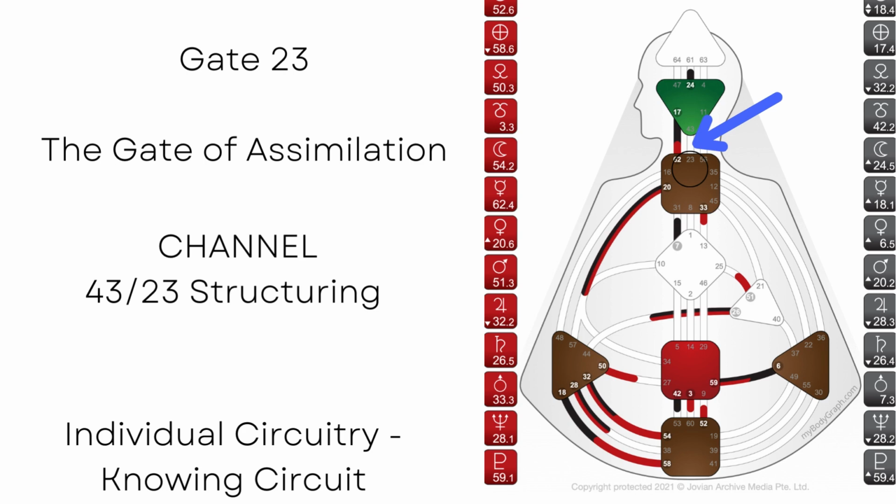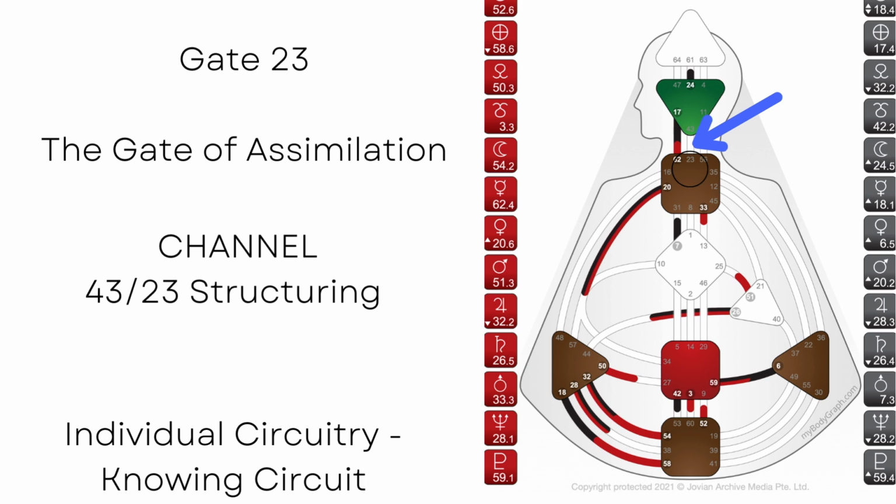Today we're going to be talking about Gate 23. This is located in the throat center and is called the Gate of Assimilation. It is in the channel 43-23, which is structuring. Gate 23 is located in the individual circuitry and it is in the knowing circuit more specifically.